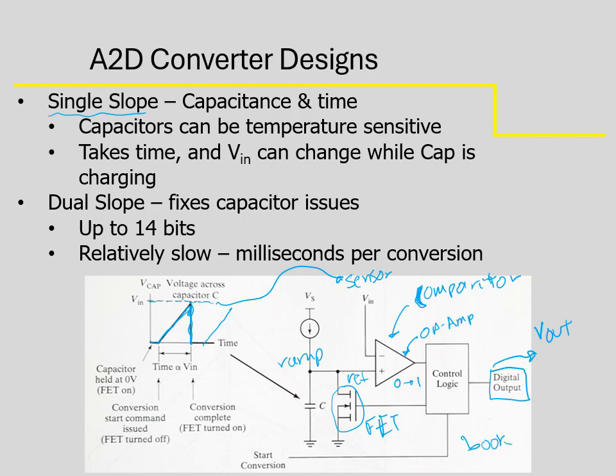The drawback to this method is that, while it's simple and pretty reliable, it takes time because we have to do this ramp up process, and we're using a capacitor, and we mentioned capacitors can be sensitive to temperature. So we want to try to avoid those issues with capacitors. Another option is called a dual slope. It fixes the capacitor issue.